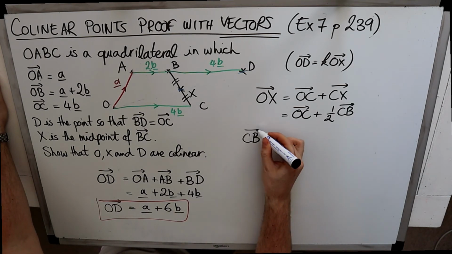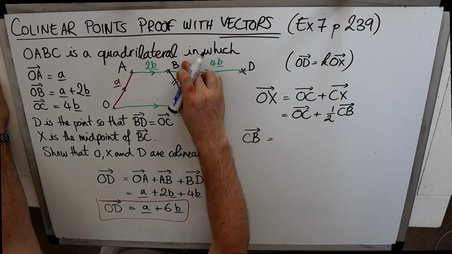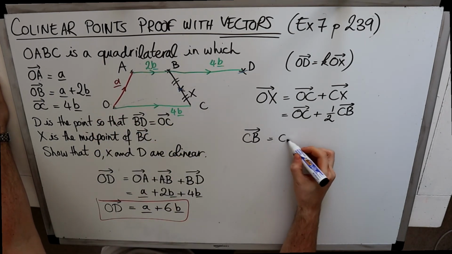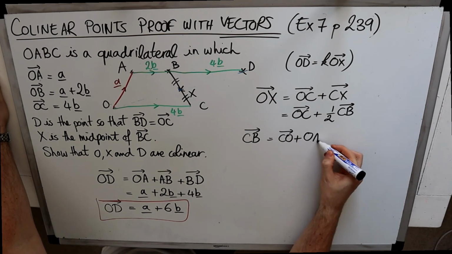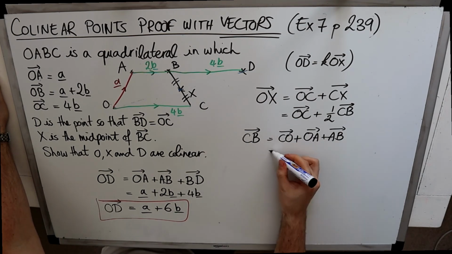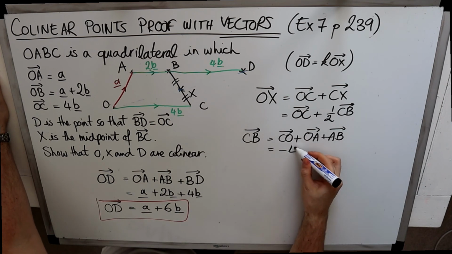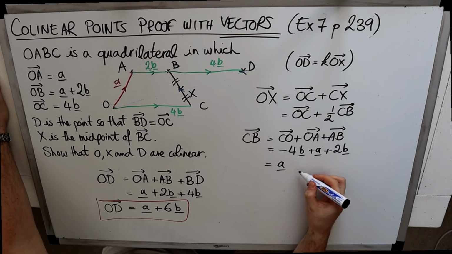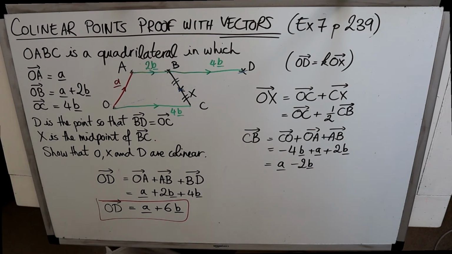Now I'm going to leave that there for a second because it turns out that I can actually define CB. Because from C to B, again, it's all colored. I've used it all. So from C to B, that's going to be CO plus OA plus AB, which is, because I'm going backwards, minus 4b plus a plus 2b, which is a minus 2b.